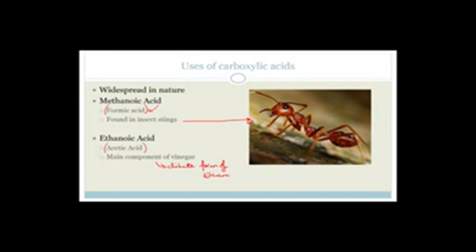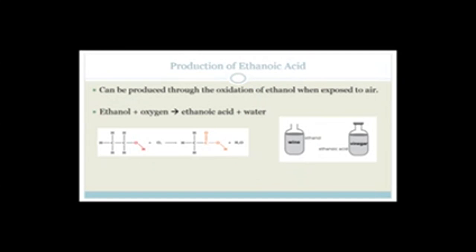I'm pretty sure it's only 5%. But the point is, if you want to know what ethanoic acid tastes like, it tastes like vinegar. Okay, please go around tasting ethanoic vinegar. Right, so let's talk about the production of ethanoic acid. Ethanol, okay, is your alcohol. But when it's exposed to air, it becomes an oic acid, a carboxylic acid.